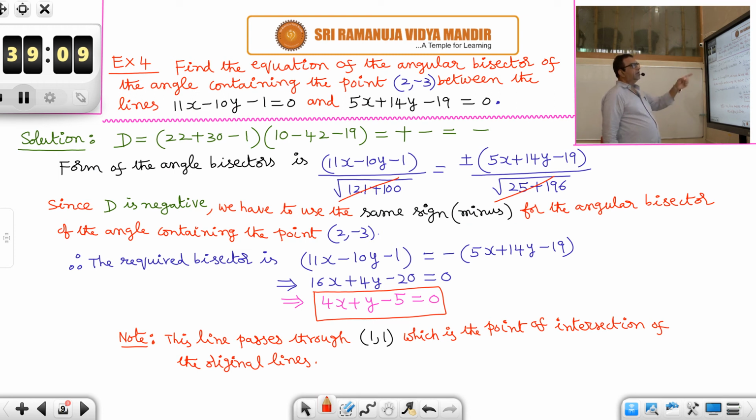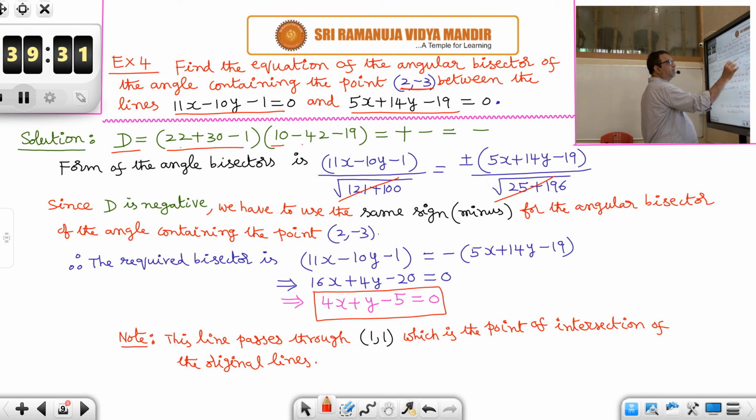Example 4. Find the equation of the angular bisector of the angle containing the point (2, -3) between the two lines. First let us calculate D. How do you calculate D? We substitute (2, -3) in the first line: 22 plus 30 minus 1. Again we substitute (2, -3) in the second line: 10 minus 14 into 3 means minus 42 minus 19.